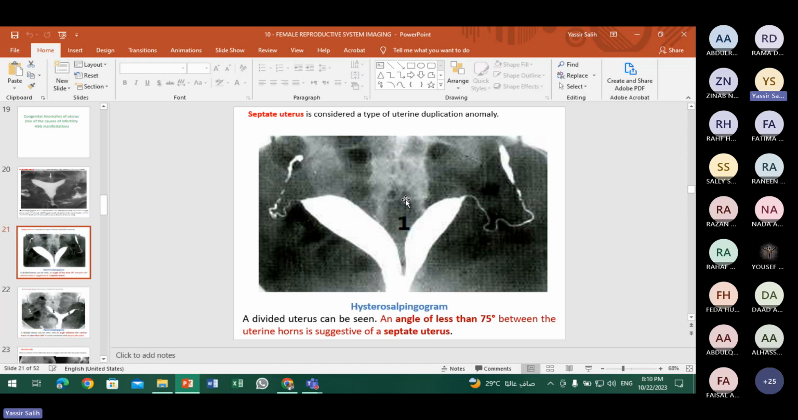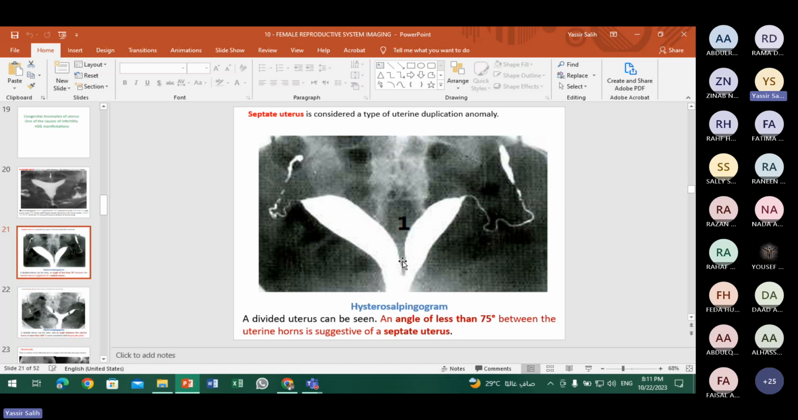The next congenital anomaly: look at this HSG. You can see there are two horns. What about the angle between the two horns? Is it acute or obtuse? Acute. If the angle between the two horns is less than 75 degrees, this is highly suggestive of septate uterus.